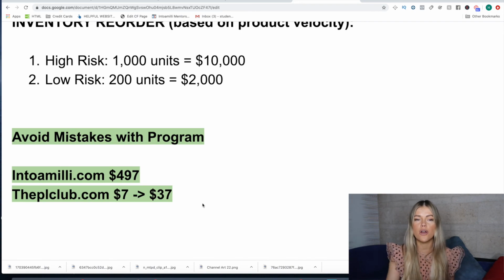I hope this kind of opens up your mind, and that it's not super crazy and unrealistic to start, that you can do this successfully.